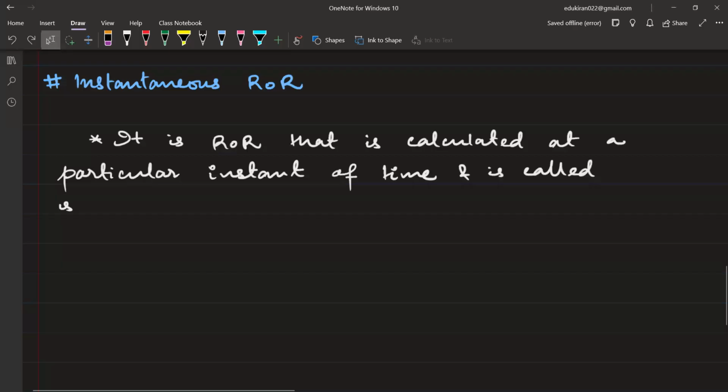Saad and Rabia. Am I audible properly? Yes, sir, you're audible. I was saying it is the rate of reaction that is calculated at a particular instant of time and is called instantaneous rate of reaction.